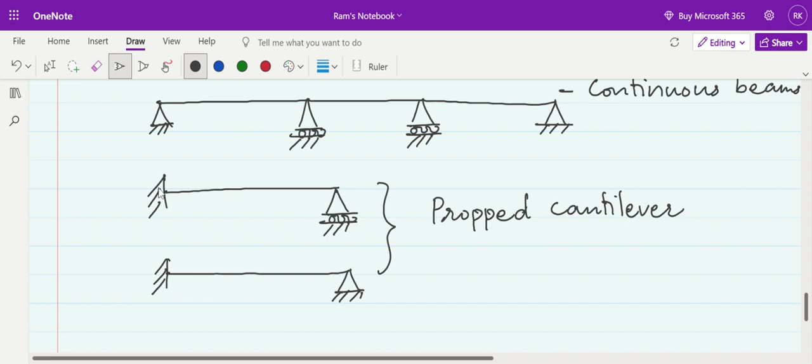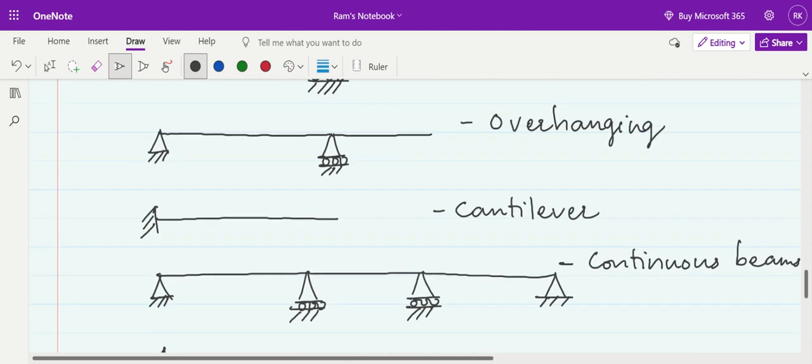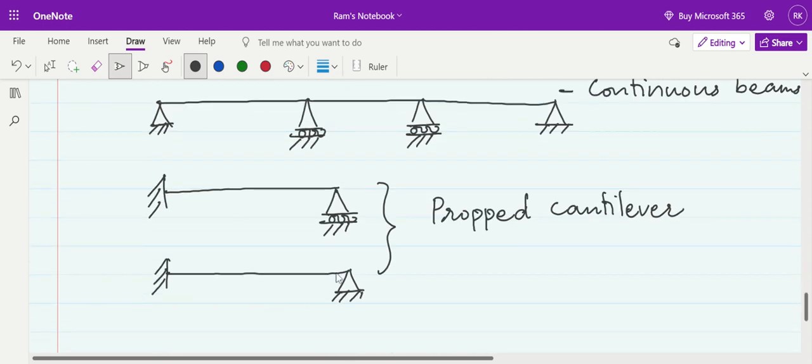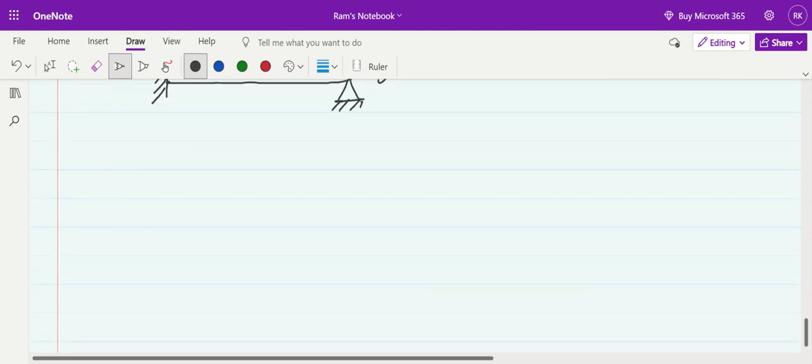So one of the ends is fixed, the other end is either roller or hinge. It is known as a propped cantilever. Our cantilever beam is not supported at the other end, but our propped cantilever is supported at the other end. Now one more type of beam is the fixed beam. When both the ends are fixed, we call this a fixed beam.